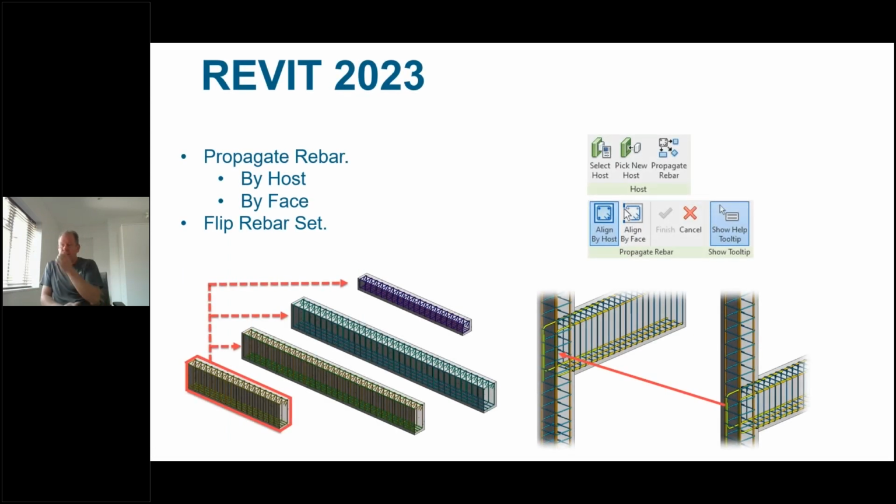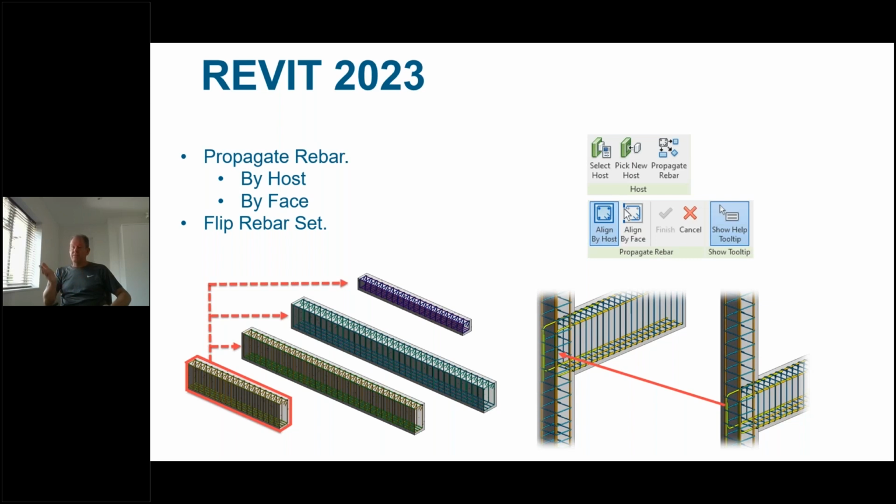So moving into 23, this is probably one of the most significant changes, I think, to rebar: now we can propagate the reinforcement. We can either do it by host or by face. If you look at the example in the bottom left, you can see that we've reinforced the beam that's highlighted in red there, and then we can propagate it to similar configurations. I've said the word similar there because all of those beams are slightly different. We've got beams that are a bit deeper, a bit wider, a bit longer, a bit shorter, but it doesn't matter. We can propagate that rebar through to all of those elements that we select.